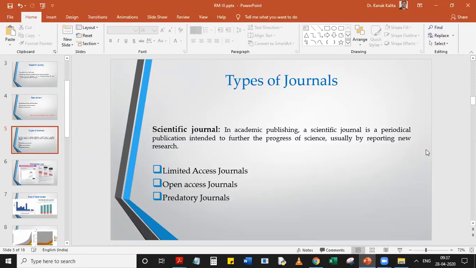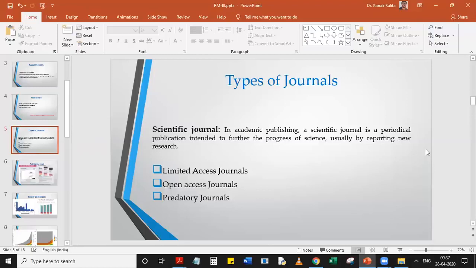But both of these will not be fulfilled if you publish in a predatory journal, because serious researchers tend to look at researchers who publish in predatory journals in a very bad way. Your particular work will lose its value if you publish in these predatory journals. That is the first thing.